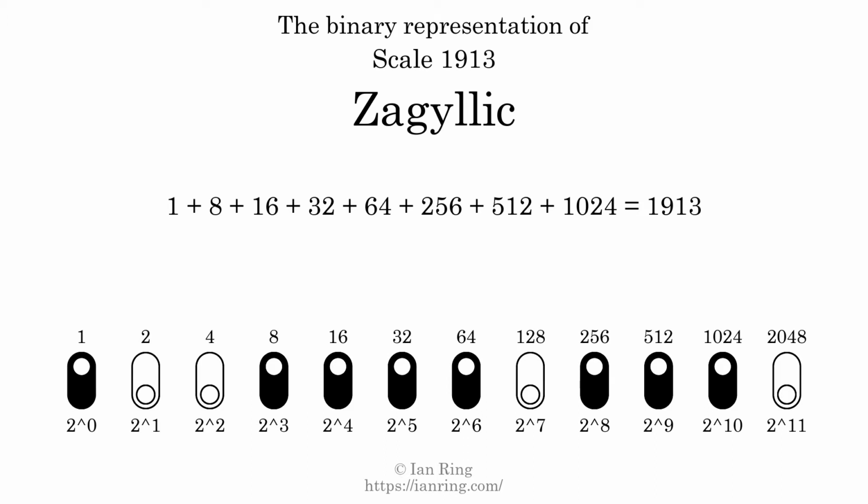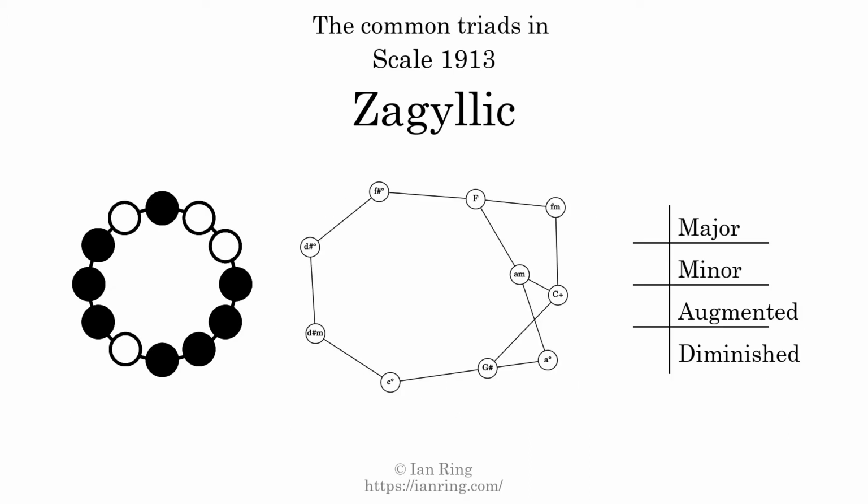The scale number not only enumerates the scale with a unique index, but it also literally describes the tonal content of the scale. Represented as a binary number in base 2, the scale number is 0111011110001. Here are the common triads present in this scale.